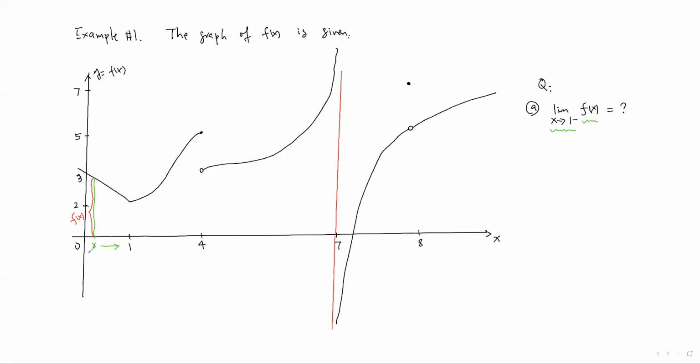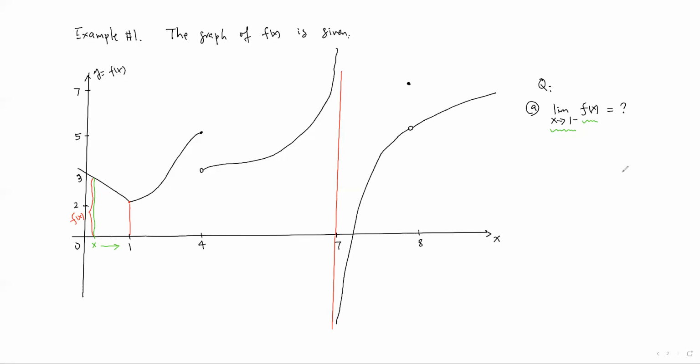Now, as x is closer and closer to 1, this green height is closer and closer to the height of this point. Do you agree? As x is getting closer and closer to 1, the green line is closer and closer to this red line. The height of the red line is 2.